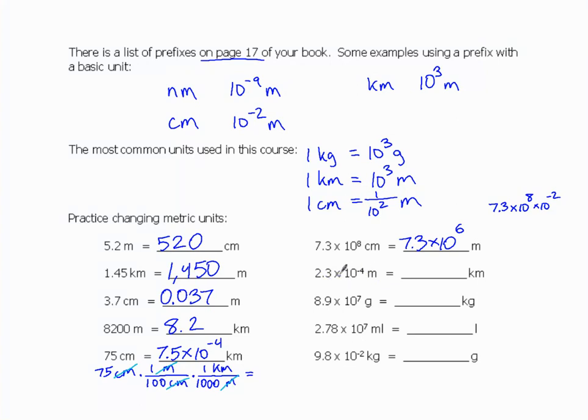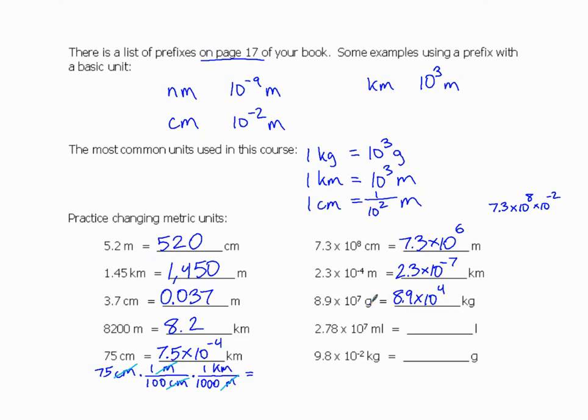So this is times 10 to the minus 4th meters, and we end up with a very small number in terms of kilometers. 8.9 times 10 to the 7th grams in terms of kilograms. 8.9 times 10 to the 4th. There are 1,000 grams in a kilogram. So this number is 1,000 times smaller than this one.